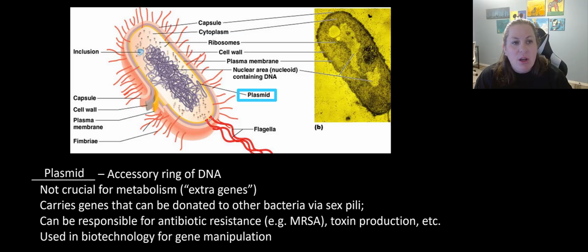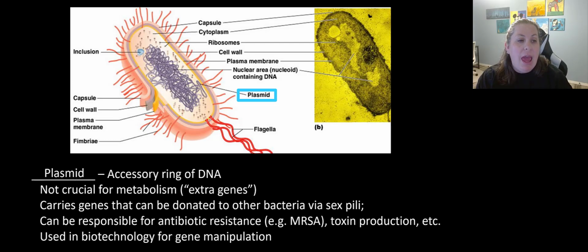Outside of the chromosome, there may be areas of DNA called plasmids. Plasmids are accessory rings of DNA. These are not critical for the metabolism of the bacteria, but they are extra genes. These extra genes can be donated to other bacteria through the sex pilus we talked about. They can actually be responsible for what causes antibiotic resistance in some bacteria, like in MRSA. Some of these plasmids also code for things like toxins that the cell can release, again, making us sicker from it.